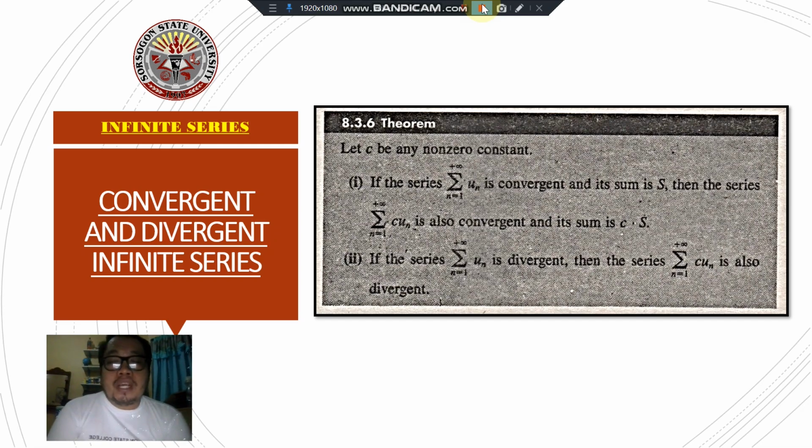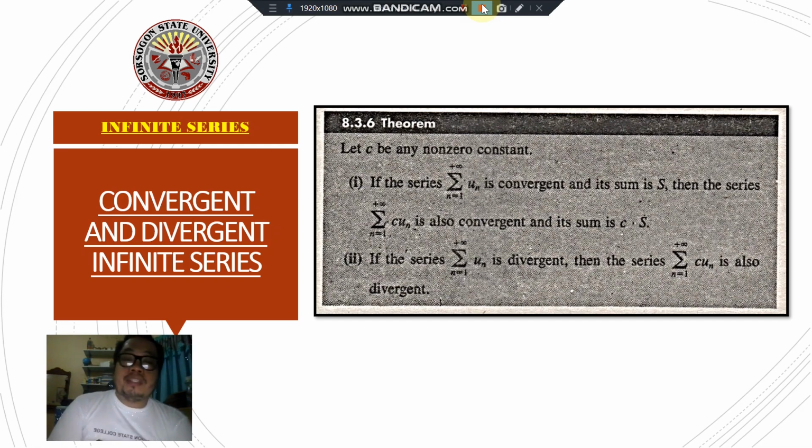Okay, so in other words, if the given infinite series is convergent, and that is being multiplied by a non-zero constant, still the infinite series is convergent. And we just multiply that non-zero constant with the sum of the given infinite series. What about for the second statement?